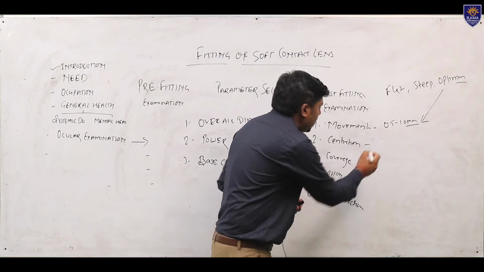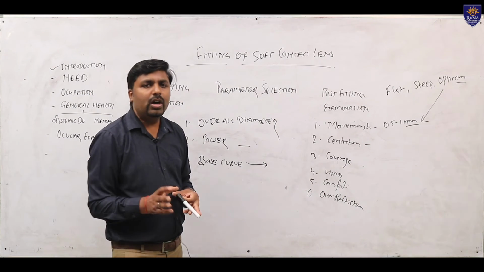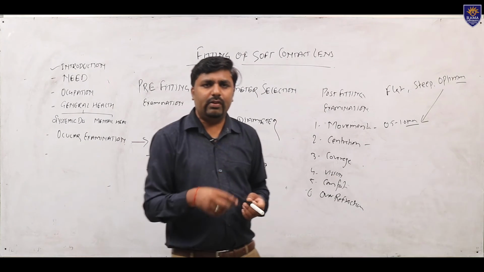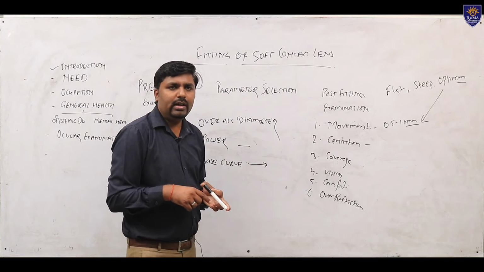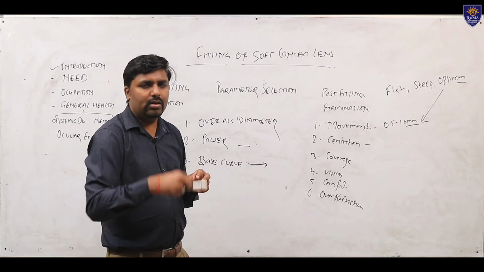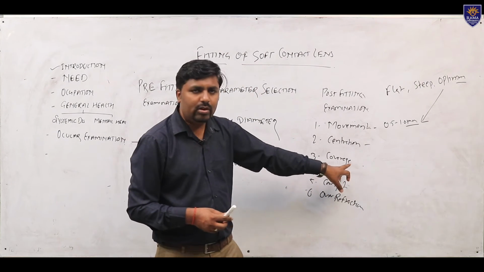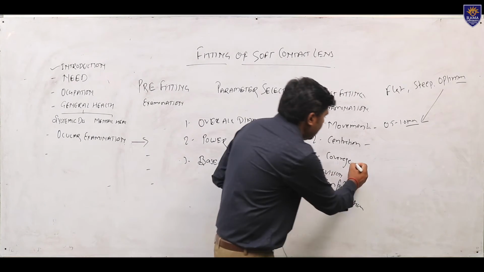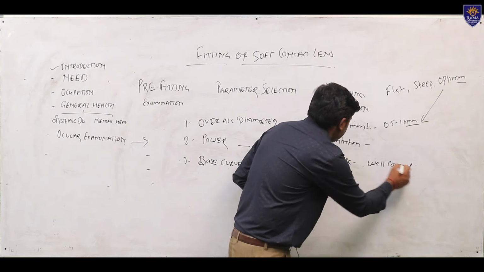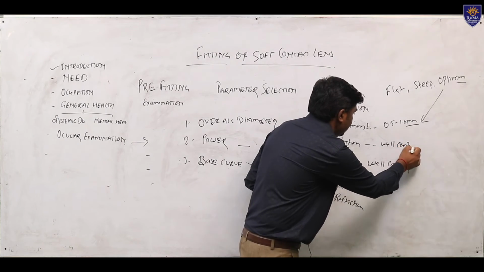Next, we check the centration, that is, whether the contact lenses are well centered on the cornea or not. Next, we will cover the coverage, whether the lens fully covers the overall cornea or not. The lens ideally should cover the cornea all around, on all sides, and that is called a well covered lens. We always require well covered and well centered lenses.